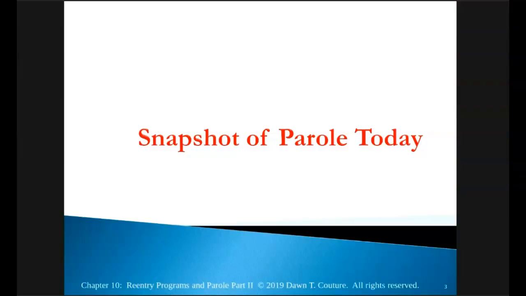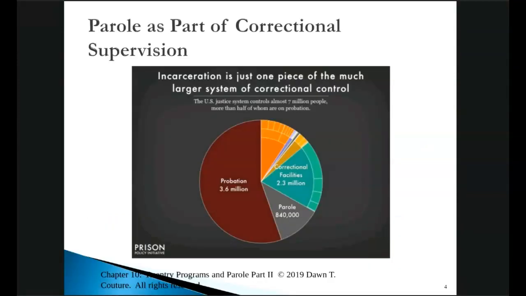A snapshot of parole today. In the United States, about 840,000 people were on parole in 2018. Parole is one form of correctional supervision. We're going to talk about the 3 different types of conditional release from prison. Some are called parole and some are not. They look an awful lot alike, and it is confusing, and I'll do the best I can to explain it to you.